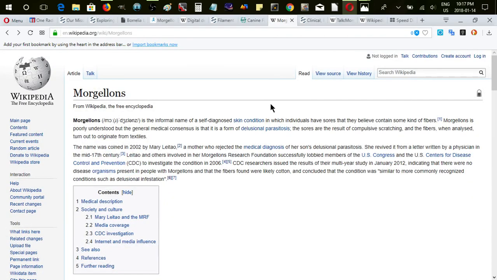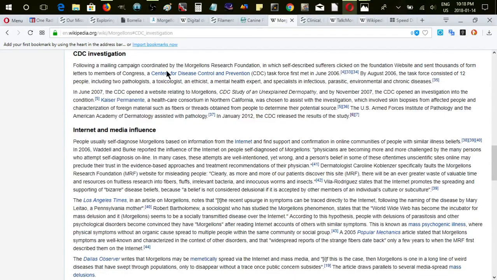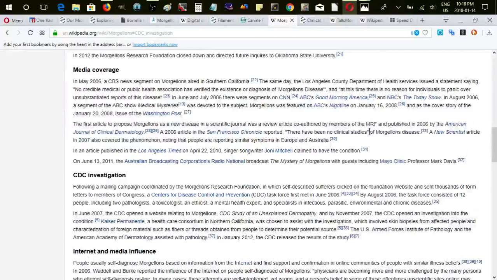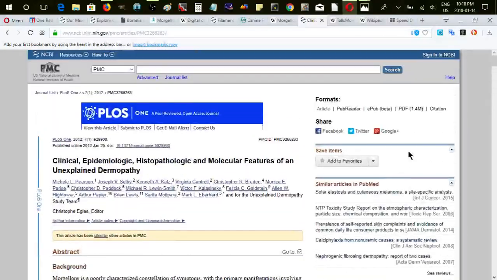Here's the reason for this. This is the Wikipedia article. Morgellons is the informal name of a self-diagnosed skin condition. It's a form of delusional parasitosis. Now, it doesn't mention her work anywhere. And it does mention the CDC investigation. Now, I will go next to, I think this is the CDC investigation.